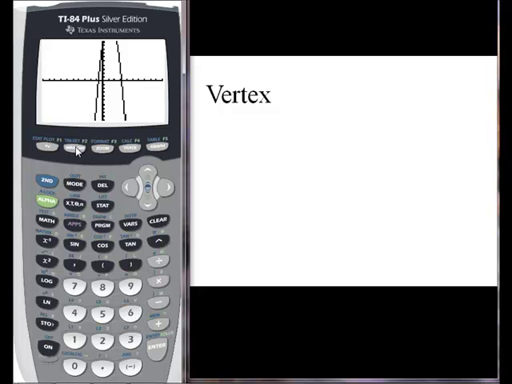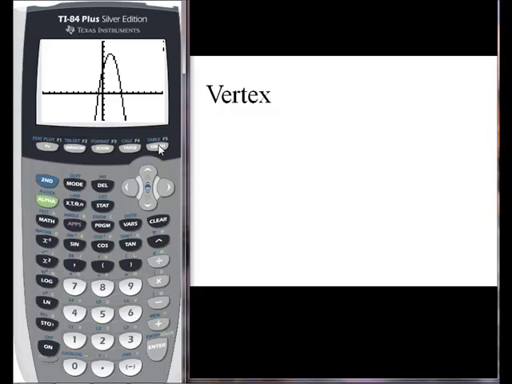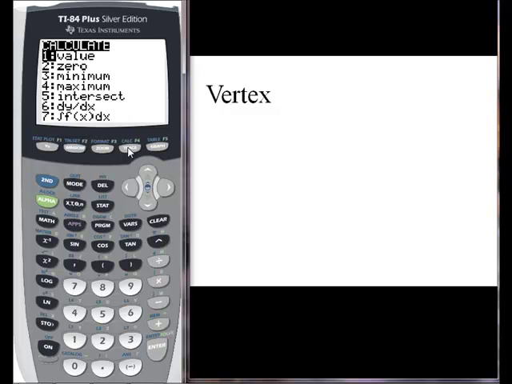So right now I don't see the vertex. So I want to move my window up a little bit so that I do, and I'm going to go to my Y max. So let's change it to 20. And let's regraph. And there is our vertex. Notice as far as a quadratic goes, it's a maximum or a relative maximum. So we can do 2nd, Calculate.